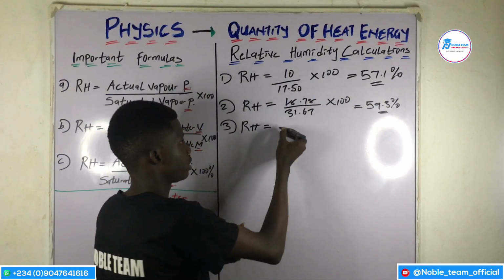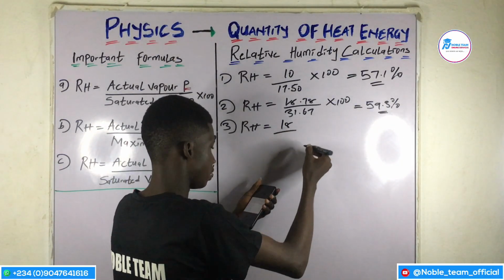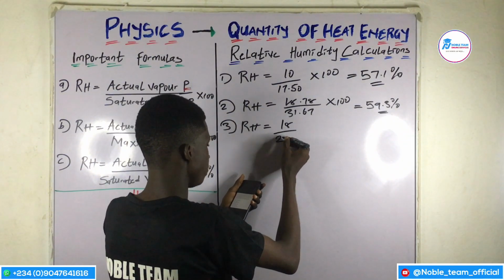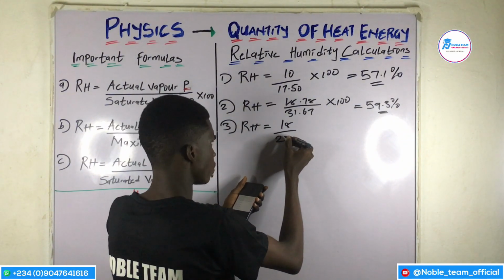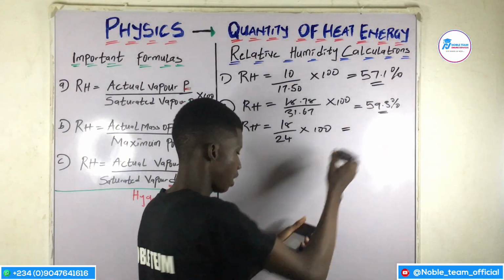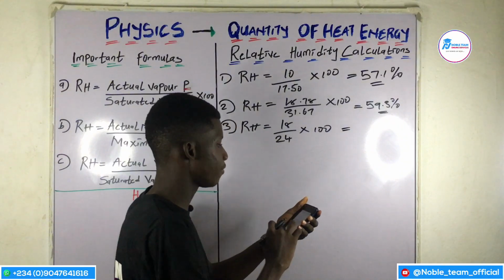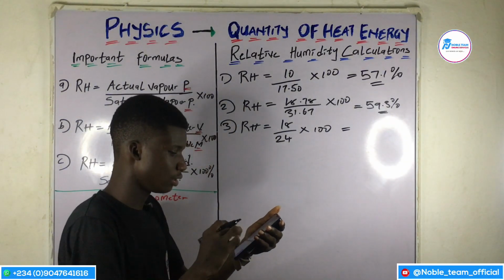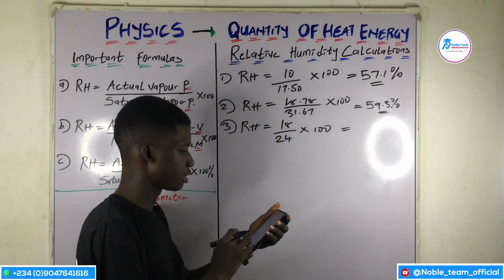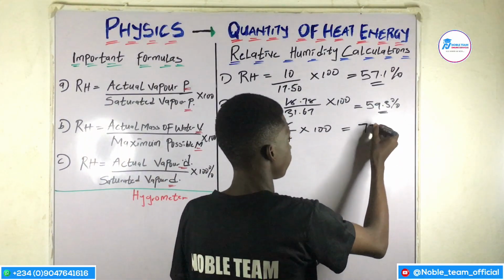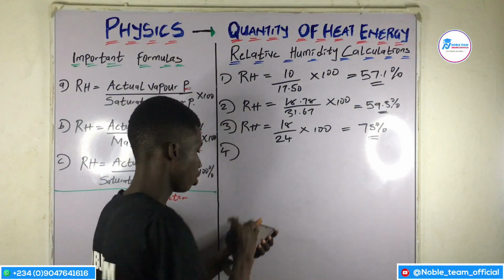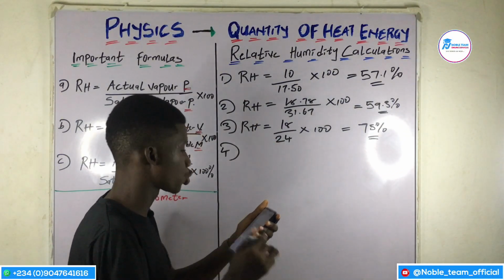The actual one was 18, and the SVP is 24, times 100. So let's divide to have our final answer. 18 divided by 24, we have 0.75 times 100, which is 75%. And this is your final answer. So which option is correct? We have option B to be correct.